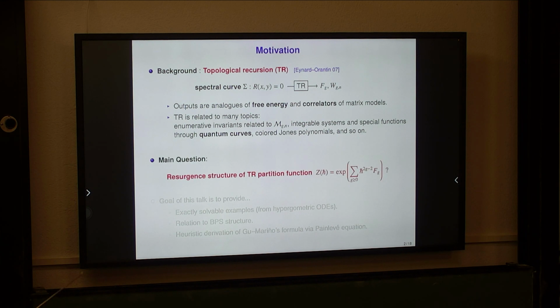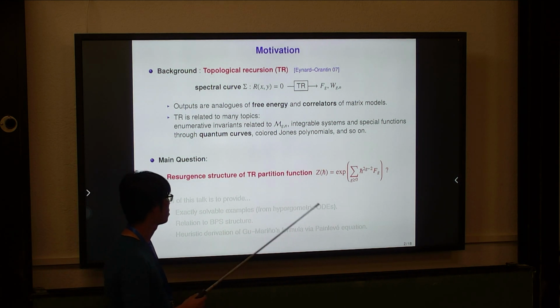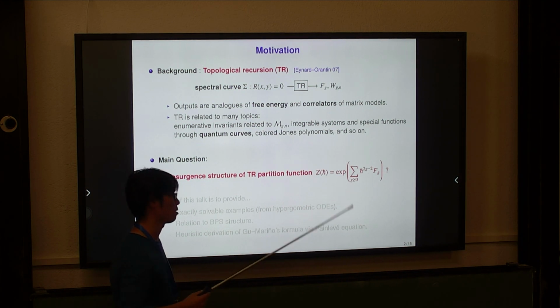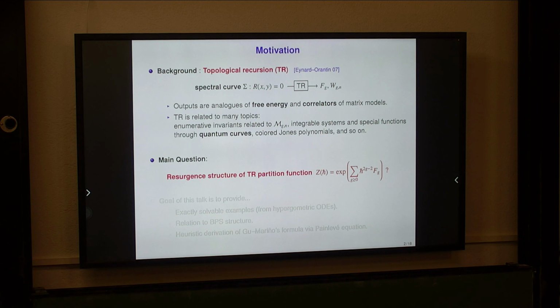The main question I want to discuss in my talk is the resurgence property, or the Stokes structure, of this topological recursion partition function. As you may know, if we consider the generating series of these free energies, it usually diverges. It grows like (2g)! as Ricardo explained. So we need to take some Borel summation and so on. Due to the divergence, Stokes phenomena will happen, and we want to understand the structure.